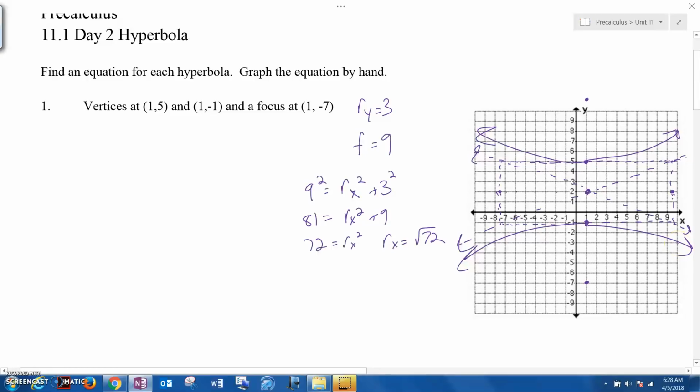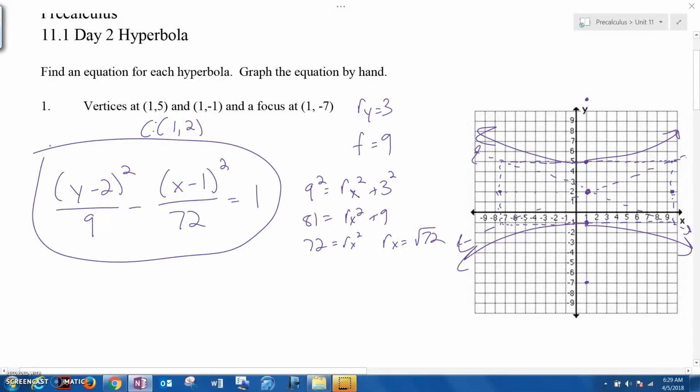Now we can come up with the equation. Since the vertices are in the y direction, Ry has to come first. Since the center is at (1, 2), my equation becomes (y minus 2) squared over Ry squared, minus (x minus 1) squared over Rx squared, which is 72, equals 1. So that's all we have to do. You have to find Rx and Ry and the center, and then decide which way it's opening so you know which one to put first. In this case the y goes first because it is opening up and down.